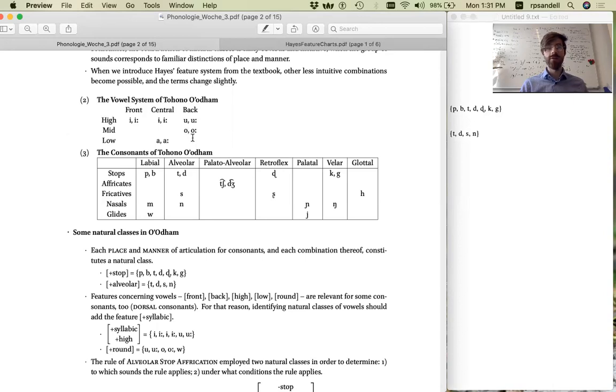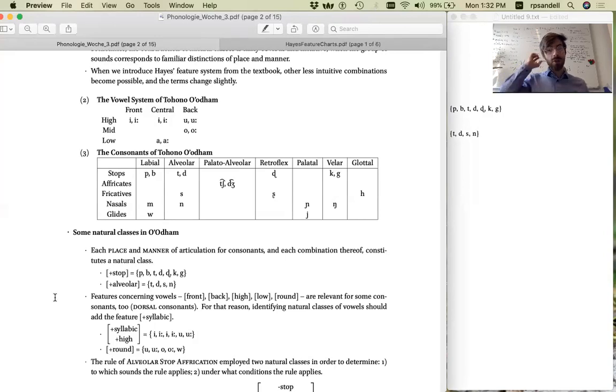So for instance, the vowels O and U would be characterized as having the feature plus round by having lip rounding in the articulation of those vowels. Those features are relevant, it turns out, and we'll discuss this more later in today's lecture. Those are relevant for some consonants too, in particular the dorsal consonants, consonants articulated using the tongue body.